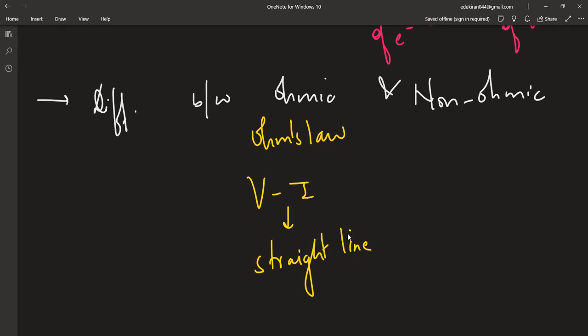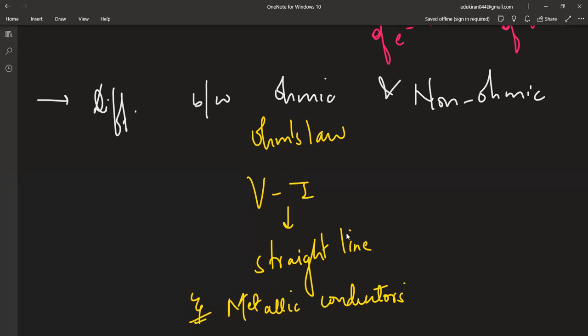All right, the VI graph is a straight line. The best example for ohmic conductors is metallic conductors. You can also mention this example in the exam. Metallic conductors. Then for non-ohmic, all these points will be different.